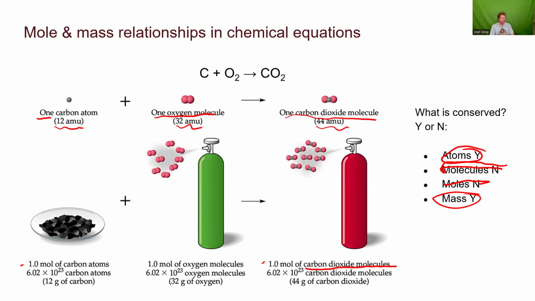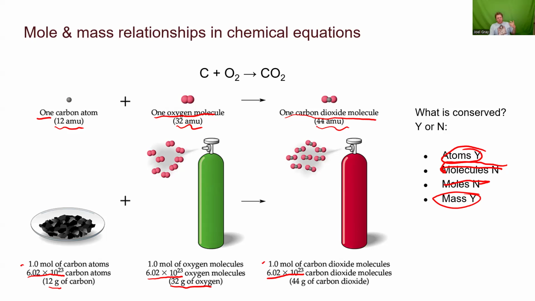Now, another way to look at that is to look at Avogadro's number. 1 mole of carbon atoms is 6.02 times 10 to the 23rd carbon atoms. 1 mole of oxygen molecules is 6.02 times 10 to the 23rd oxygen molecules, and that produces 6.02 times 10 to the 23rd carbon dioxide molecules. 12 grams, which is the same as 1 mole of carbon atoms, can react with 32 grams of oxygen to produce 44 grams of carbon dioxide.